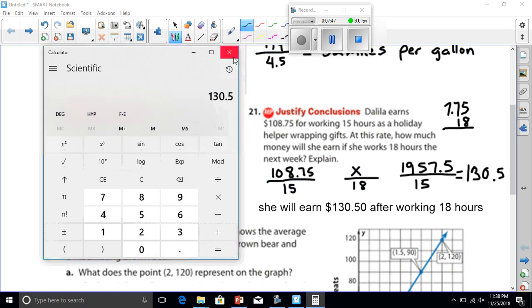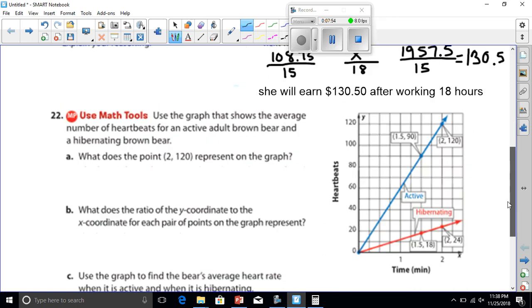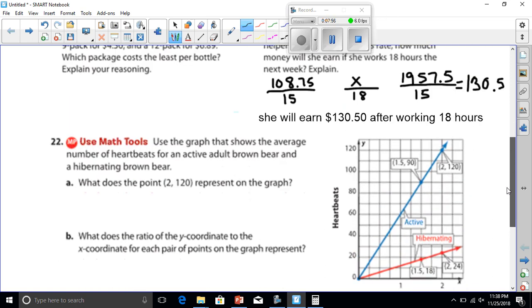You see, those are the two methods you can use to find your answer. And I think I've only got maybe one more to do. Nope, it's on number 22. This is on you.